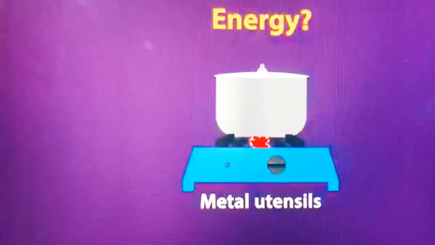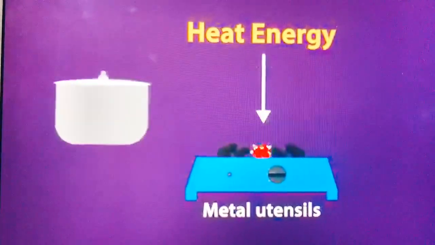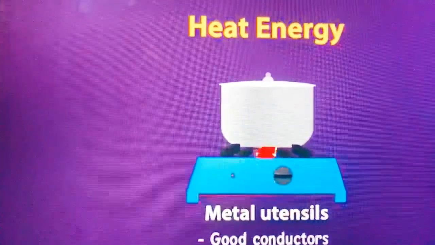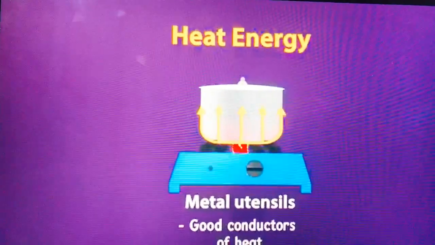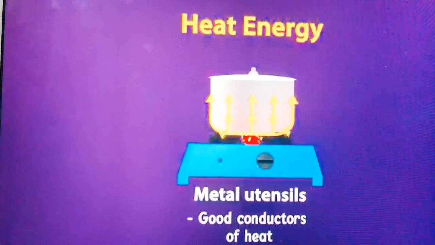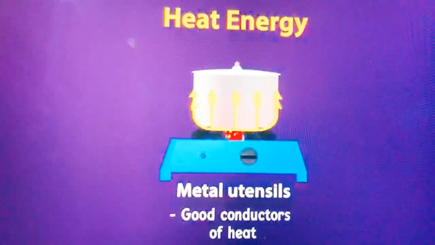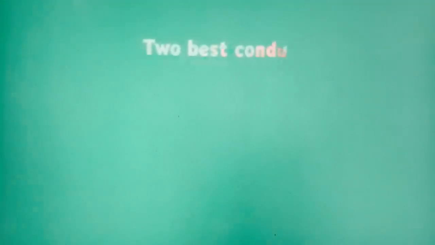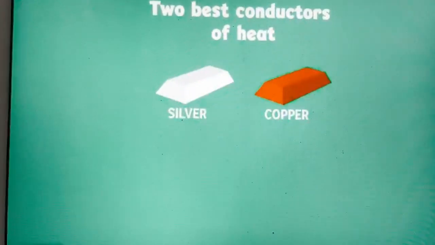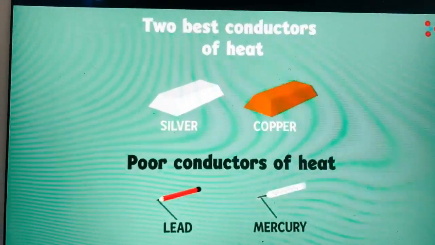Which energy do we need to cook food? Heat energy. Correct. We need heat energy to cook food, and metal utensils are good conductors of heat. They help transfer heat evenly through the entire surface and provide even heating. No doubt, most metals are known to be good conductors of heat. Do you know the 2 best conductors of heat? They are silver and copper. 2 other metals like lead and mercury are comparatively poor conductors of heat.